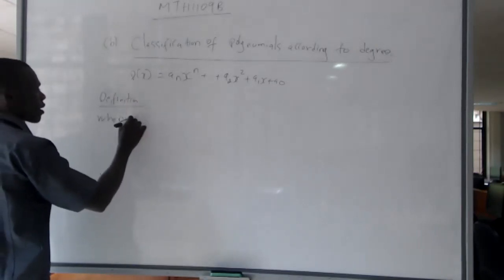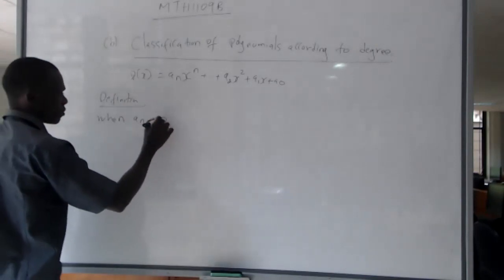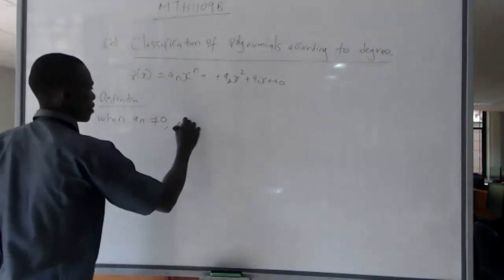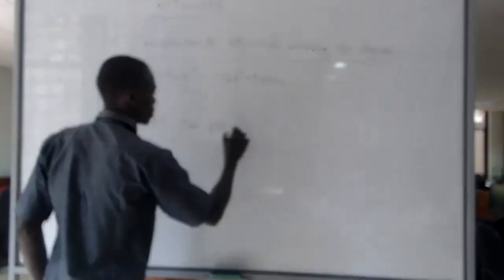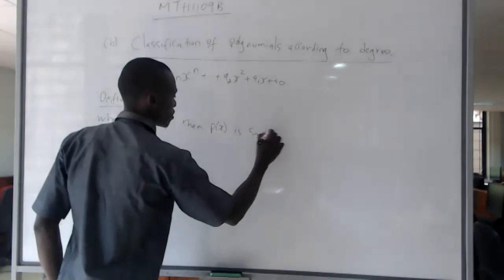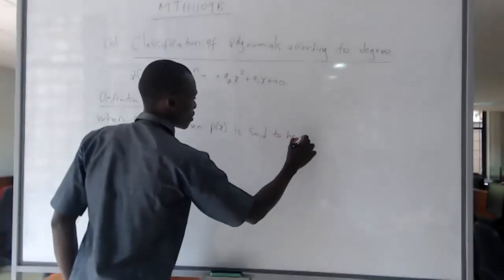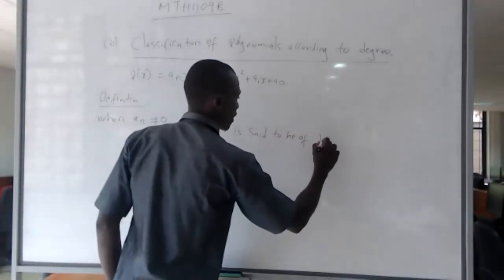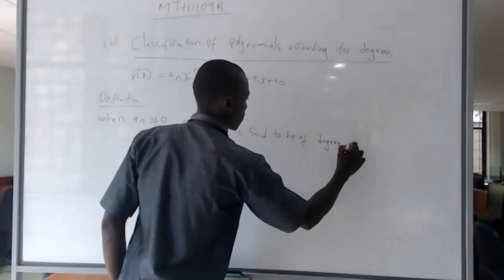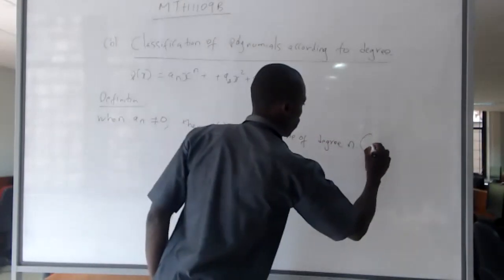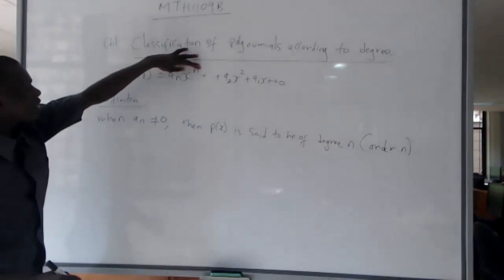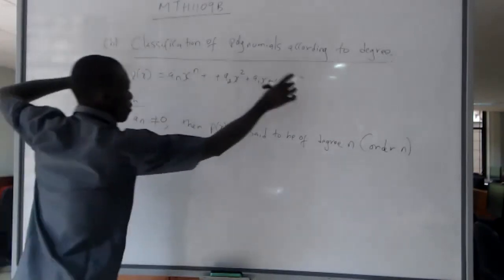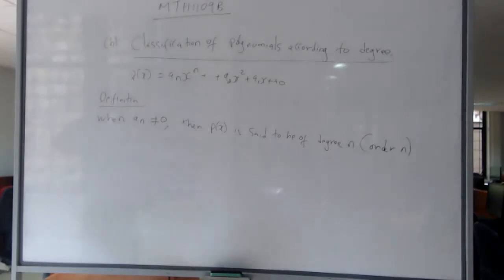When an is not 0, then p(x) is said to be of degree n or order n. So when this coefficient of the x to the n is non-zero, then we will refer to our polynomial as of degree n.